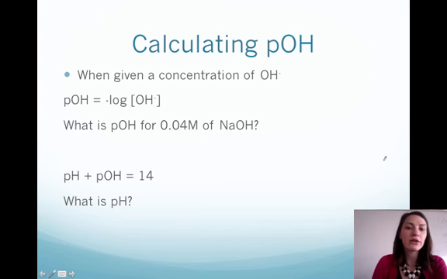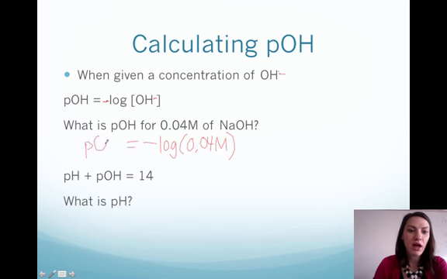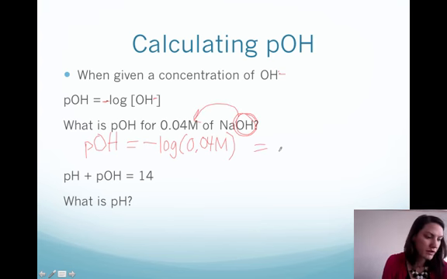Similarly, you can also calculate pOH. And all that is, it's the negative log of the concentration of OH minus, okay? So you're looking for the concentration of that hydroxide to find pOH. So if I find pOH, I'm going to do the same thing. So I'm going to do negative log of 0.04 molar is equal to my pOH. And if you'll notice here, this is of NaOH. So that's how I know I'm finding my pOH.